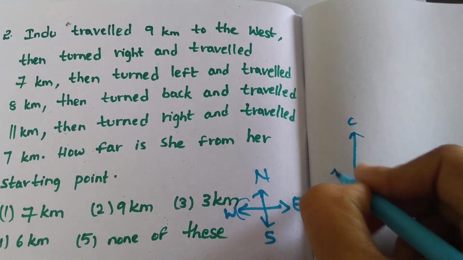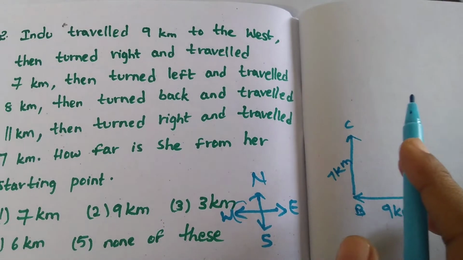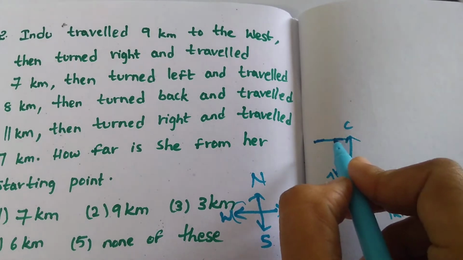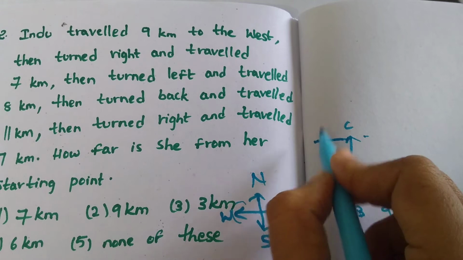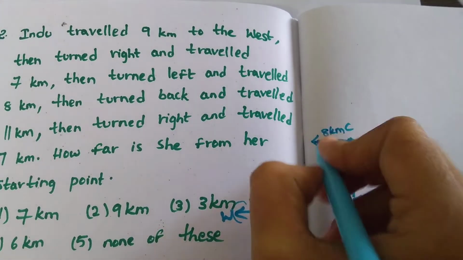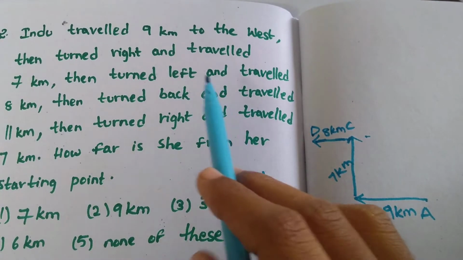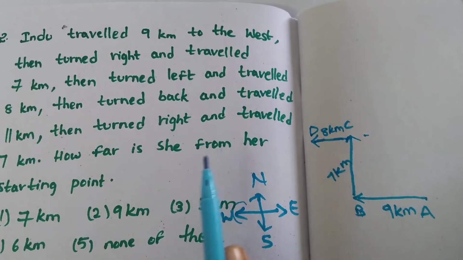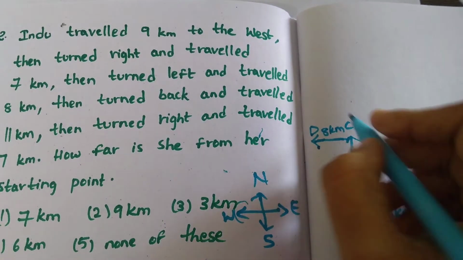And then she turned left, means this direction. This is the left direction and this is the right direction, and then she turned left and traveled 8 kilometers. Then turned back and traveled 11 kilometers. So again she turned back from here and traveled 11 kilometers.